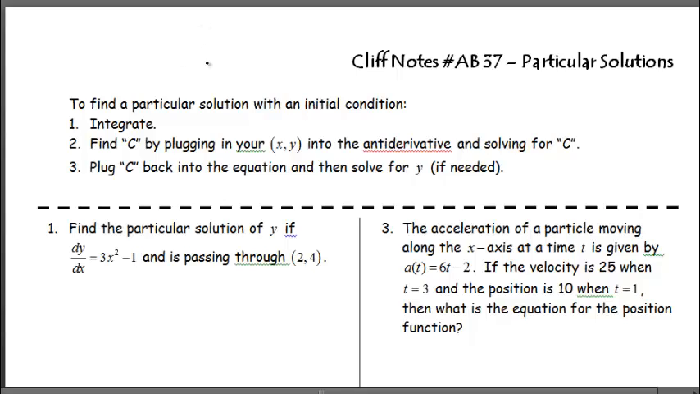Flip note 37, finding particular solutions. Find the particular solution of y if the derivative is 3x squared minus 1 and passes through (2, 4). So this is a point on the original graph y, so it's going to help us find c.